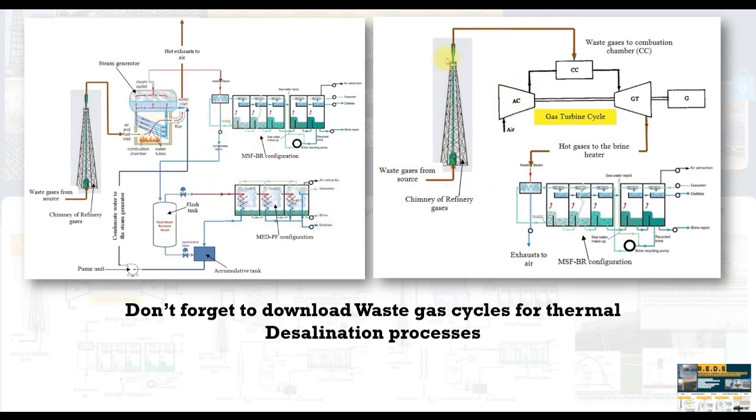We have another cycle with the same idea, but for a gas turbine cycle. We can handle these harmful gases by burning them in a combustion chamber with a high pressure gas turbine and a low pressure gas turbine, and the exhaust gases are responsible for thermally powering the brine heater for multi-stage flash desalination.